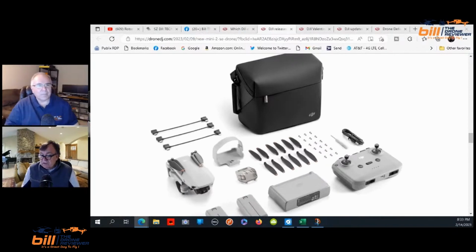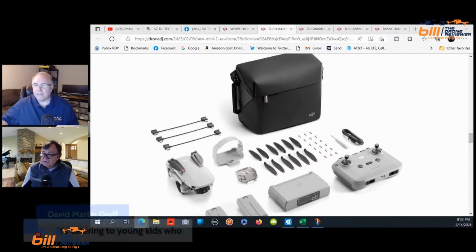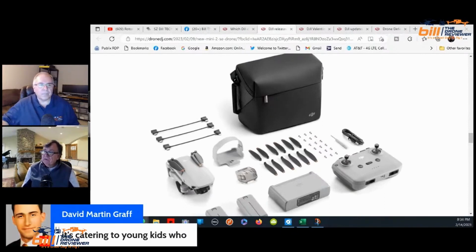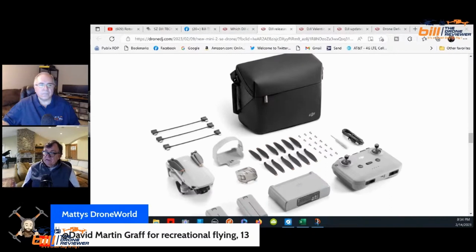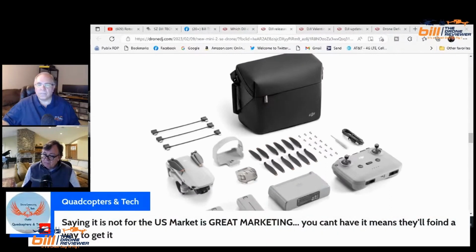Well, it's as simple as this, Bill. Unless you own the Mini 1 or the Mini SE, there's no reason to buy this drone. If you own any other DJI drone, it's probably better than this drone: the Mini 2, Mini 3, Air 2, Air 2S. So the only reason, again, is the upgrade from a Mini 1 or an SE. Otherwise, before they pull the standard Mini 2 off the market in the US or Canada, just go out and get one any place you can, refurbished, like you pointed out, the Costco deal.